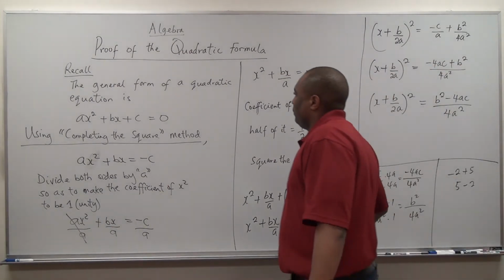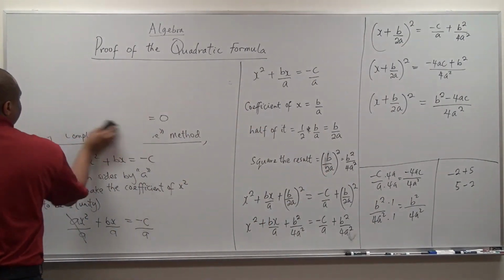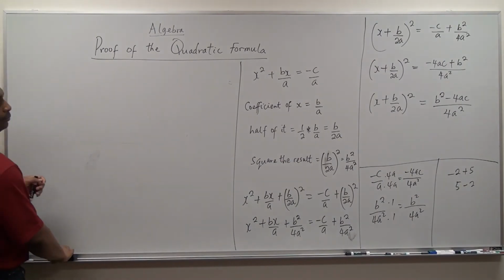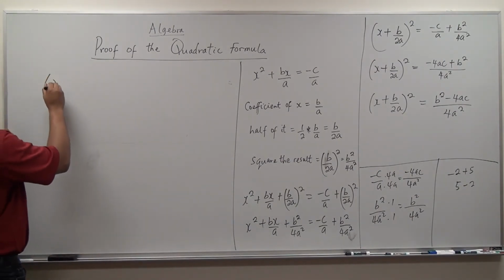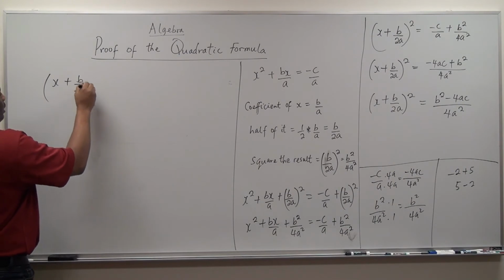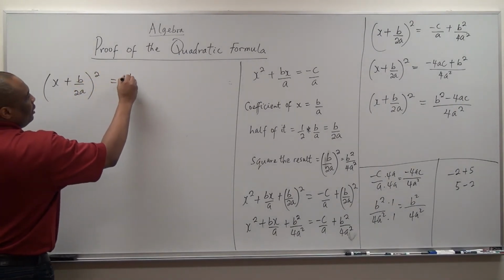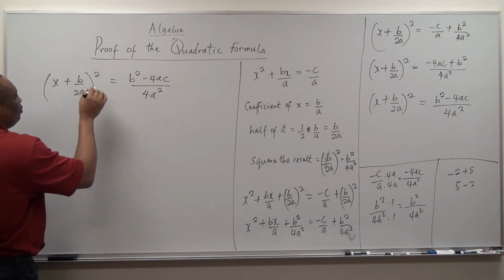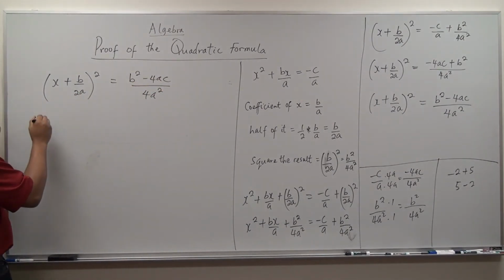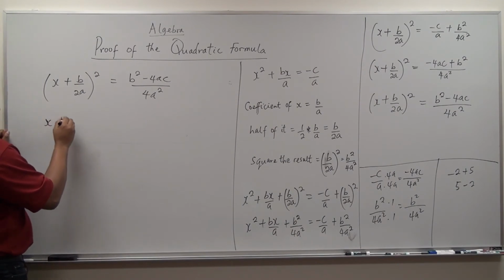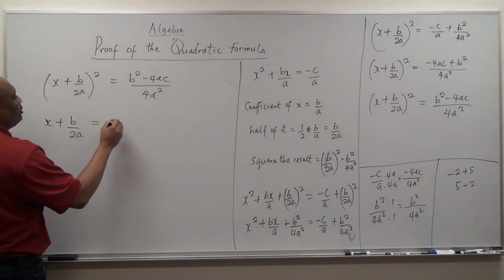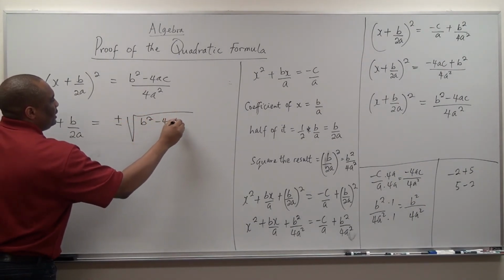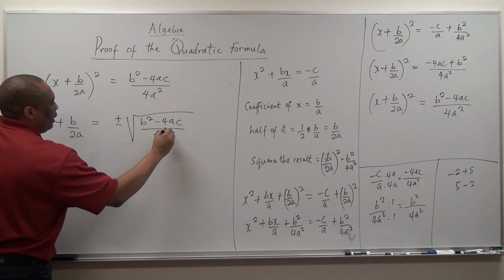So I'm going to complete this over here. Let me write it: x plus b over 2a all squared equal to b squared minus 4ac over 4a squared. So we take the square root of both sides. So this is x plus b over 2a equal to plus or minus square root of b squared minus 4ac over 4a squared.